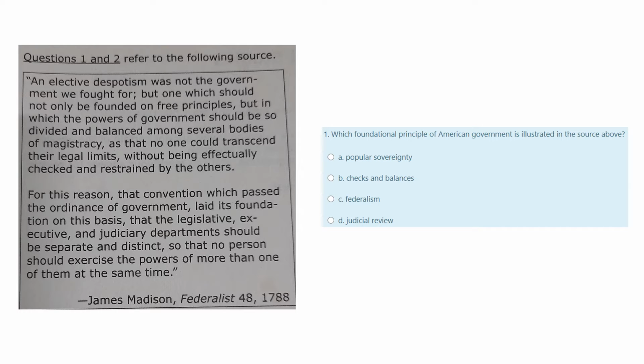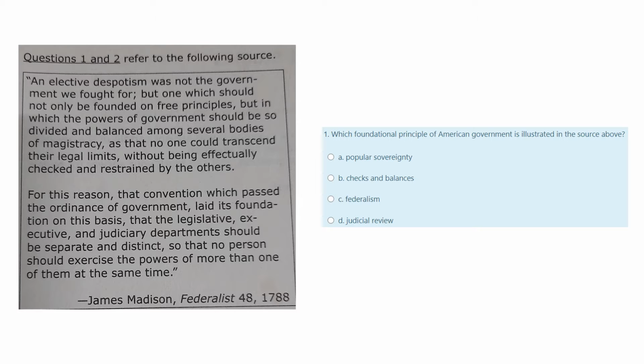So which foundational principle of American government is illustrated in the source above? Popular sovereignty, checks and balances, federalism, or judicial review? Do you know what these words mean? Well, popular sovereignty means that the power is based with the people. Popular is like population. Sovereignty is control. So the control is with the people in the country.